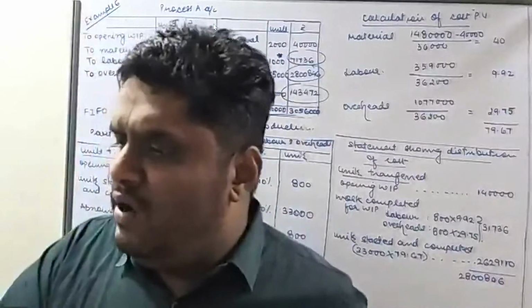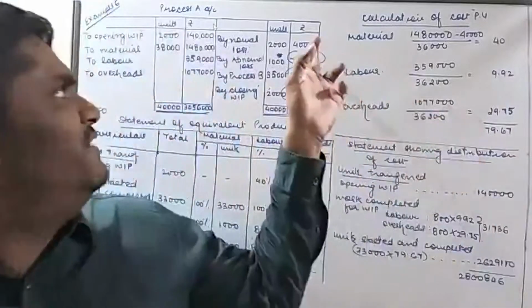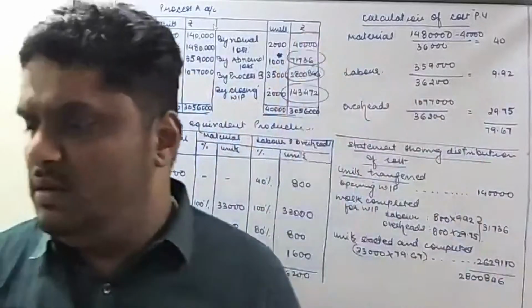It's the rounding of difference, Neeraj Patel. That's okay. You can keep the balancing figure as abnormal loss.